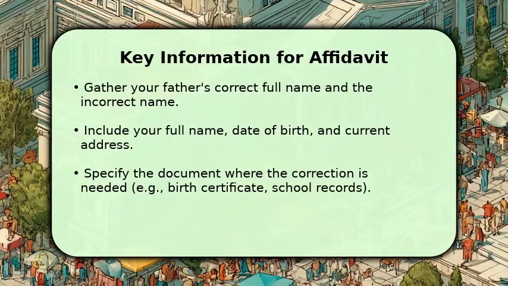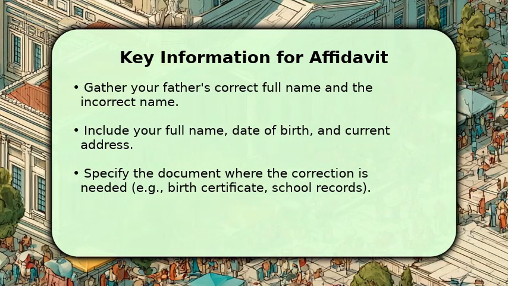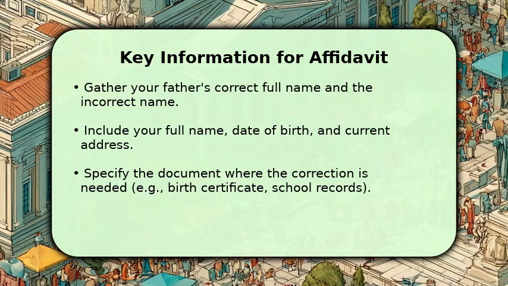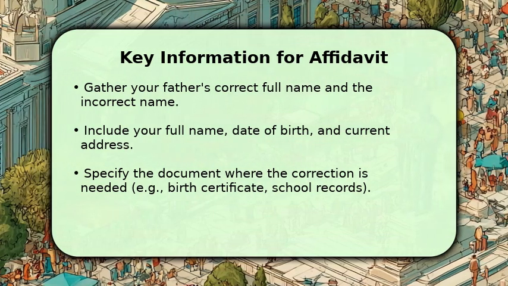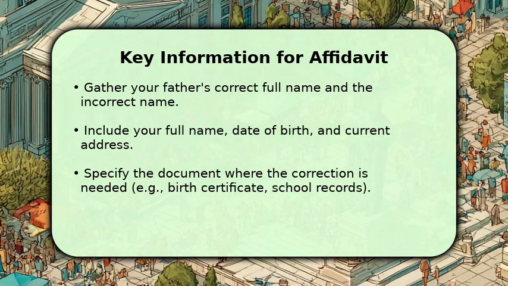To begin, meticulously collect your father's full correct name and the name that needs correction. Also, include your complete name, your date of birth, and your current residential address.